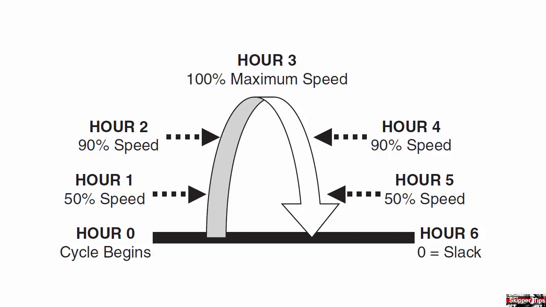The cycle begins at slack water. 1 hour after slack water, the current will be at about 50% of maximum speed. 2 hours after slack water, the current will be at 90% of speed and then reach maximum speed or 100% of velocity at the third hour. At the fourth hour, the current will fall to 90% of its speed. At the fifth hour, 50% of its speed, and then the sixth hour will be slack water again, where the current changes direction.